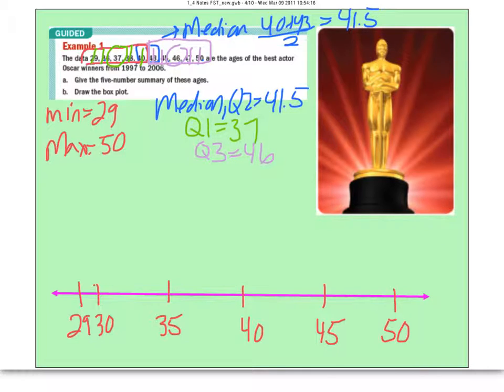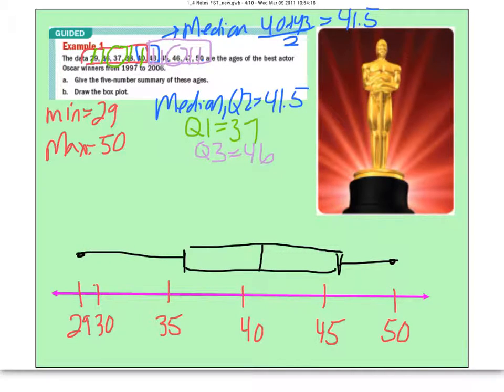Now let's make the box plot. So I'm going to go to 37, which is roughly about right here. I'm going to go to 46, which is here. That's my box. Quartile 2, or the median, is 41.5, which is a tick mark there. I'm going to plot the maximum at 50 and do a whisker, the minimum at 29 and do a whisker there. This is my box plot.